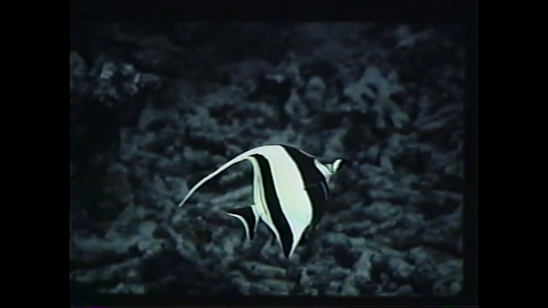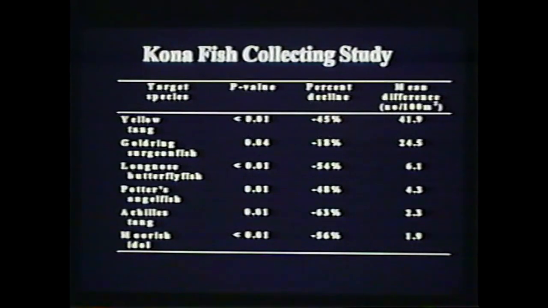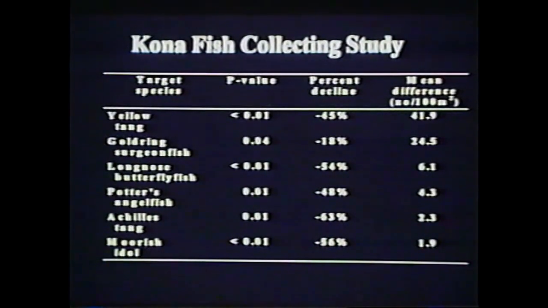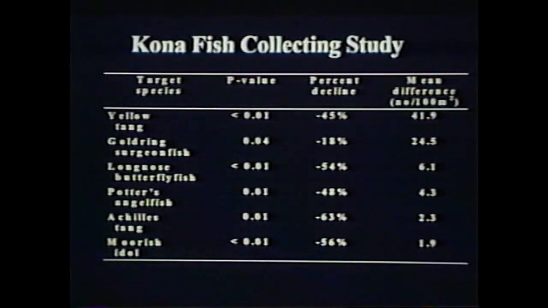So let's see what happens if we look at those versus the ones that are not collected in two kinds of areas, collected and non-collected. And I don't know if you can see it, I can't. But what they found is that out of 6 out of those 7 species, there was a significant decline in the collected areas. And it ranged from something like 18% for the kole down to over 50%, over 60% in some of the others. Okay, so sort of similar numbers. We're talking about overall about a 60% reduction in areas that are collected.